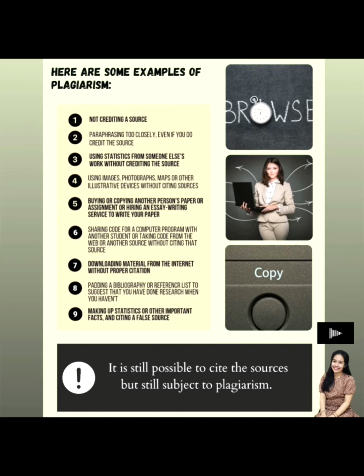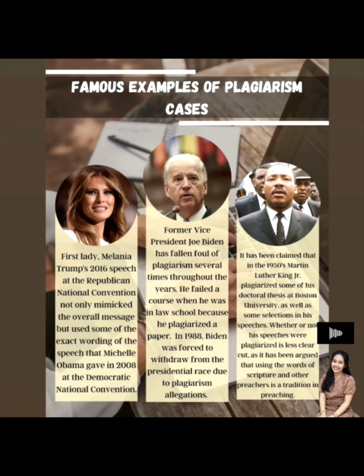The ninth and last one is making up statistics or other important facts and citing a false source. This type of fabrication, which involves claiming that the material or source you are using in your article is genuine, is dangerous because it undermines the environment of trust that must exist in academia. If people aren't honest about their findings, their study is worthless and can't be used as a foundation for future research. And now let's proceed to the famous examples of plagiarism cases.